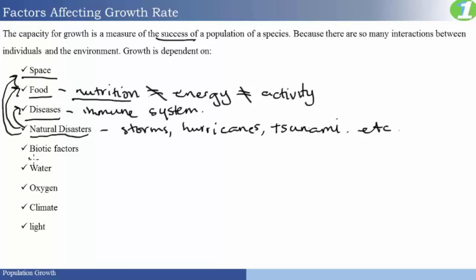And then there are biotic factors. These are the different relationships and interactions that happen between species within a community. So we have symbiotic relationships, whether favorable or not.